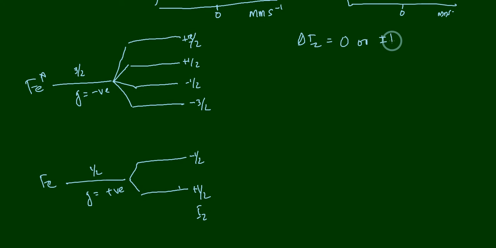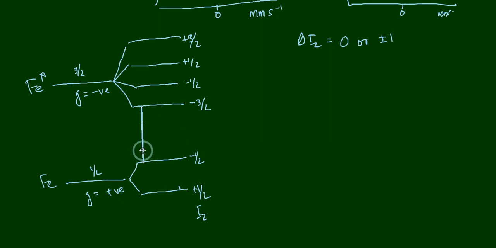So we can consider which are the possible transitions from here. Let us consider the transition from I equal to minus half. The first possible transition is minus half to minus 3 by 2. What is this transition?